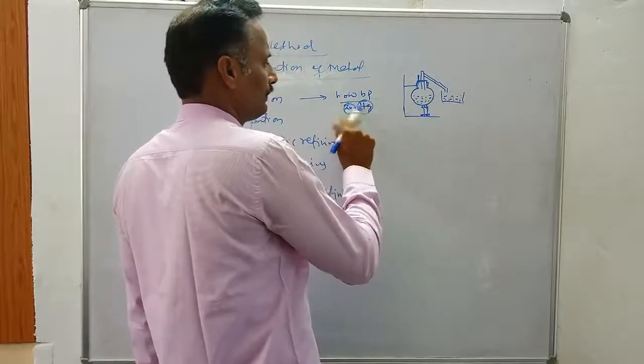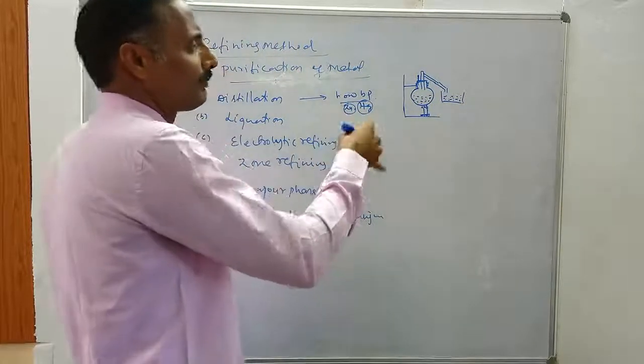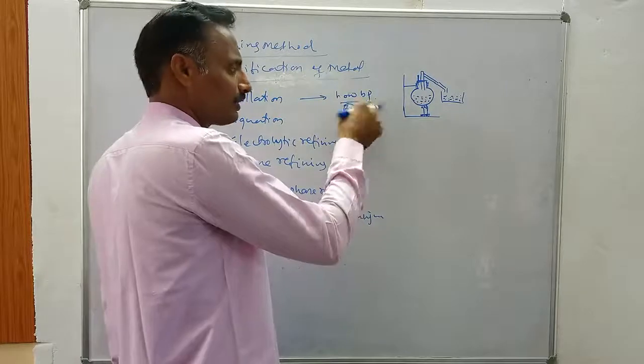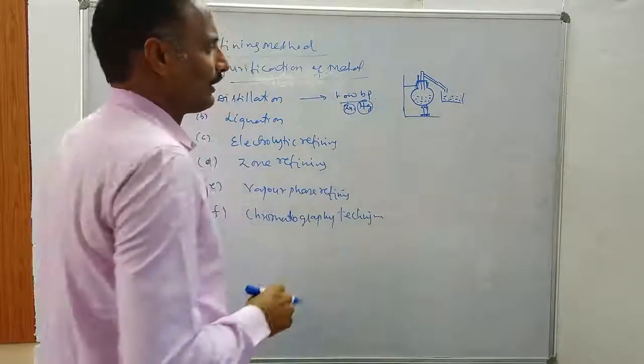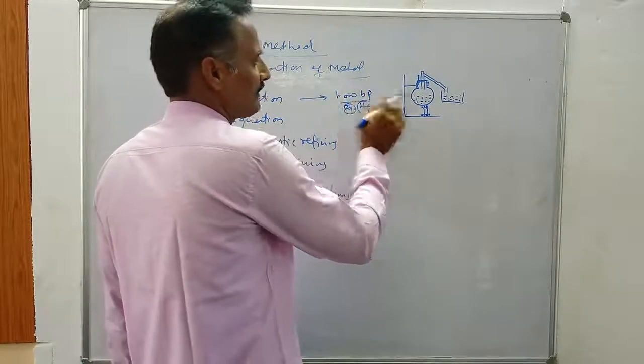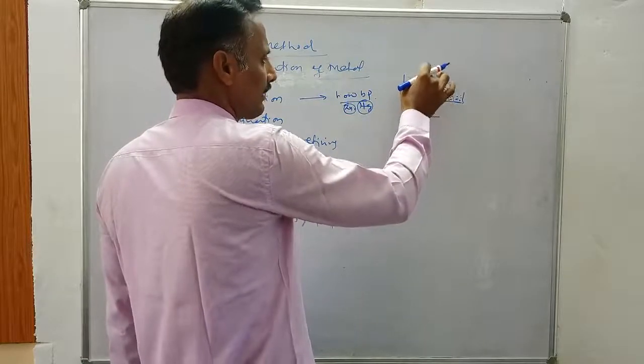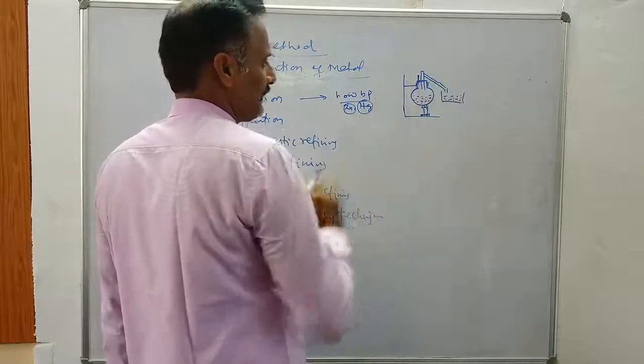Like this, we are separating both high boiling point metal and low boiling point metal. Here, the low boiling point metal vaporizes first, and it is collected and removed.